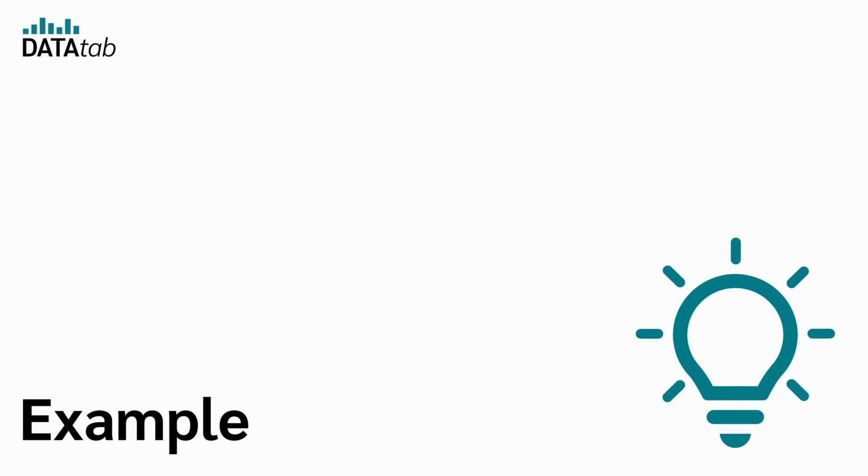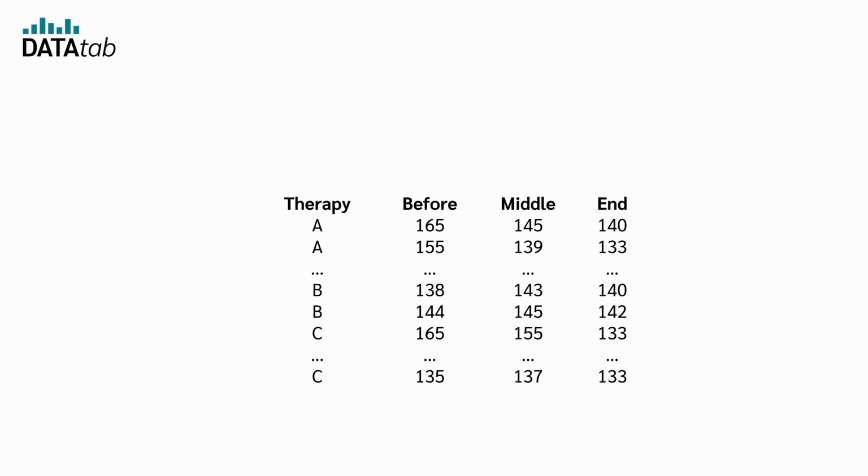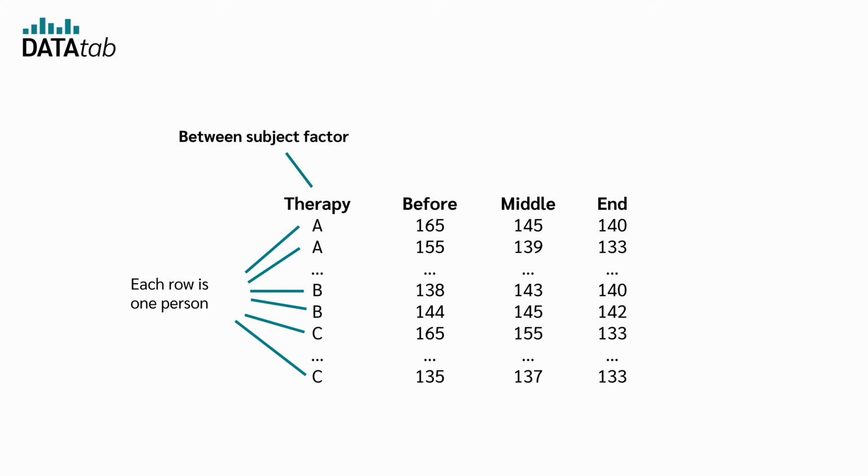Let's calculate an example and I'll show you how to interpret the results. Let's say this is our data that we want to analyze. We want to know whether therapy A, B, and C and 3 different time points have an effect on cholesterol levels. Each row is one person. The therapy is the between subject factor and the time, with the levels before the therapy, in the middle and at the end of the therapy, is the within subject factor.